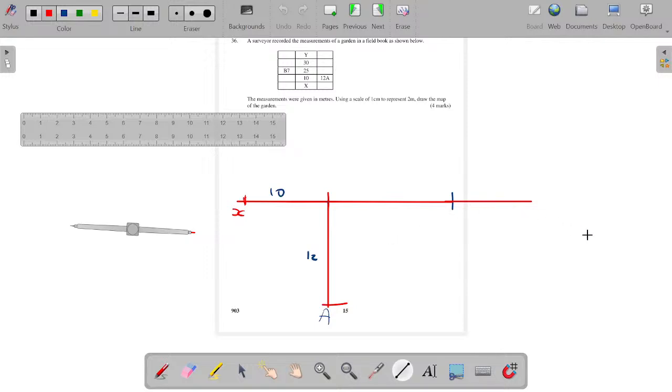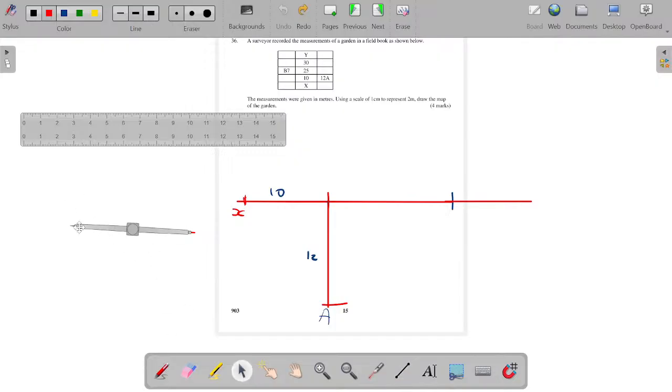I've elongated the line. After elongating the line, now that point is B7, 7 centimeters. That's like measuring 3.5. Control Z, sorry.